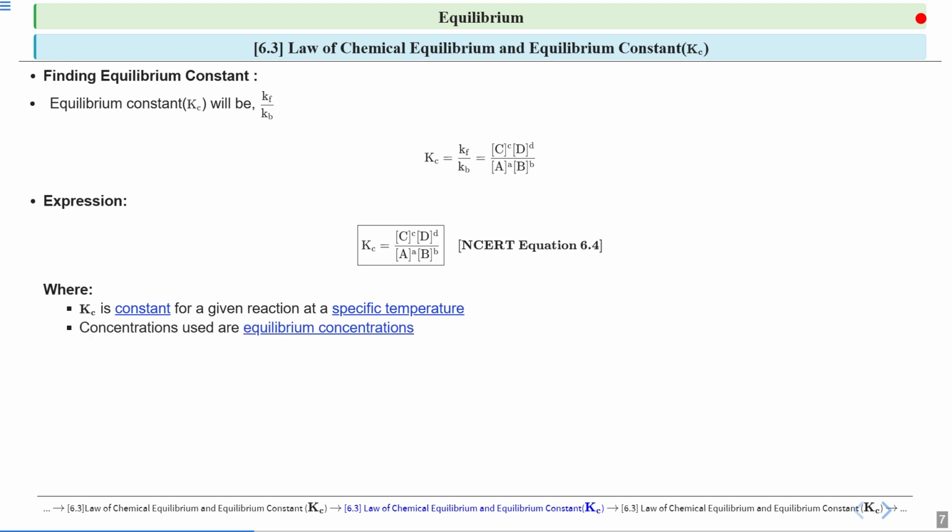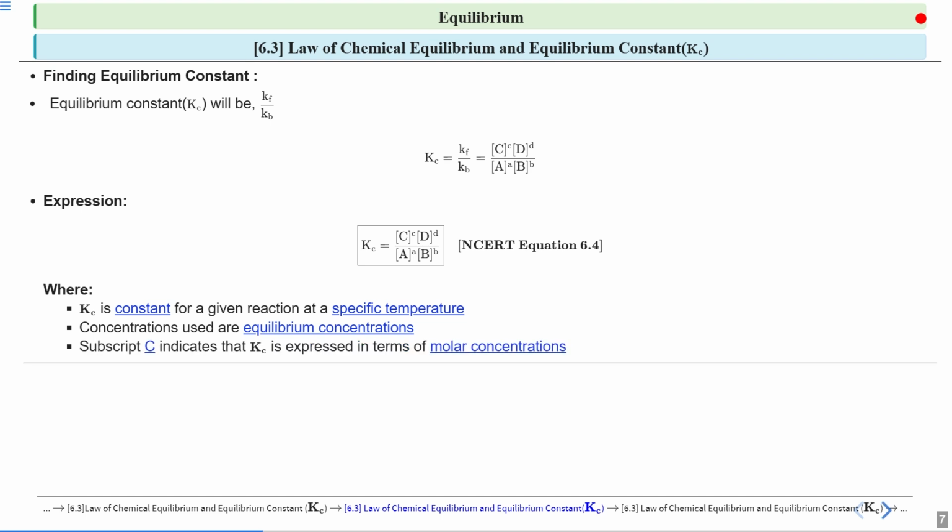Second, we have our concentrations. Now these concentrations are only valid at equilibrium. Okay, so you will not take any random concentration. You will take only that concentration where this given reaction attains the equilibrium. Then the C in the K describes the equilibrium constant in terms of molar concentration.